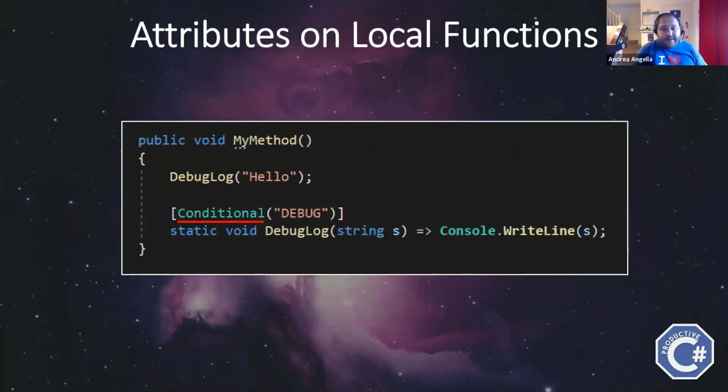Another addition is the ability to add attributes on local functions. It wasn't possible before. Now you can. For example, you can add the conditional attribute there, and it would work normally as other attributes.